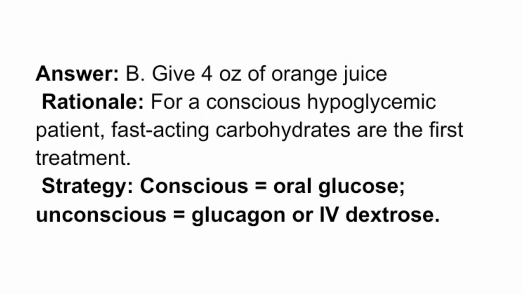Answer: B. Give 4 ounces of orange juice. Rationale: for a conscious hypoglycemic patient, fast-acting carbohydrates are the first treatment. Strategy: conscious equals oral glucose, unconscious equals glucagon or IV dextrose.